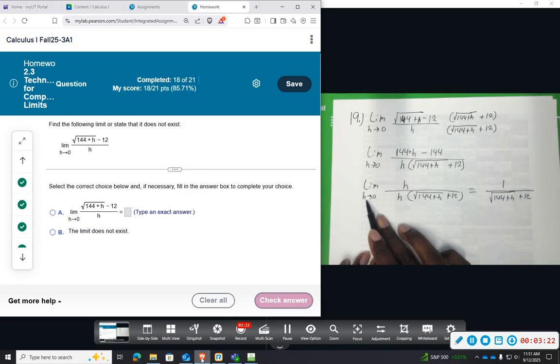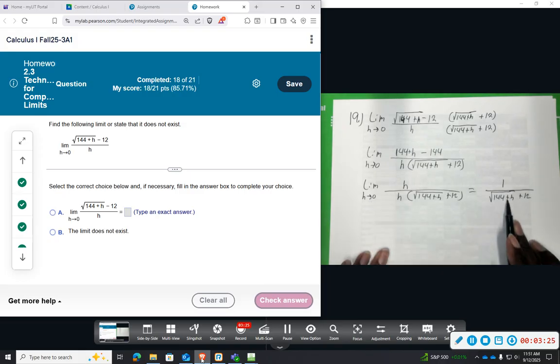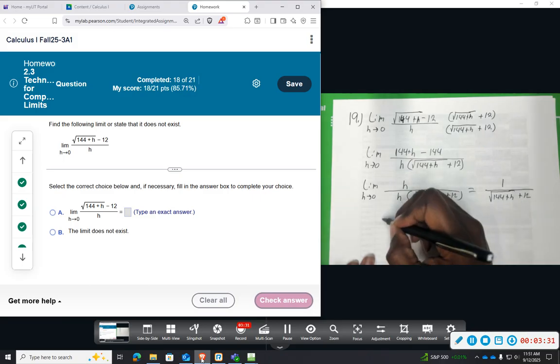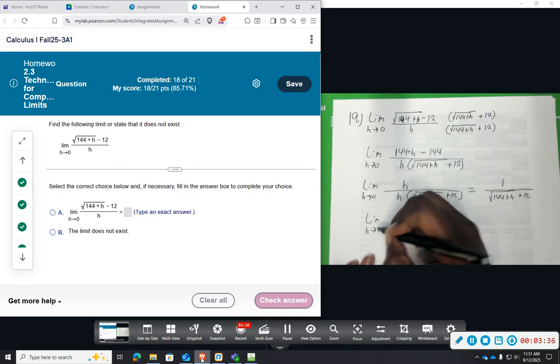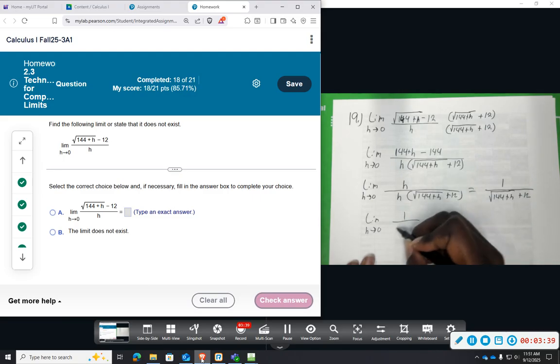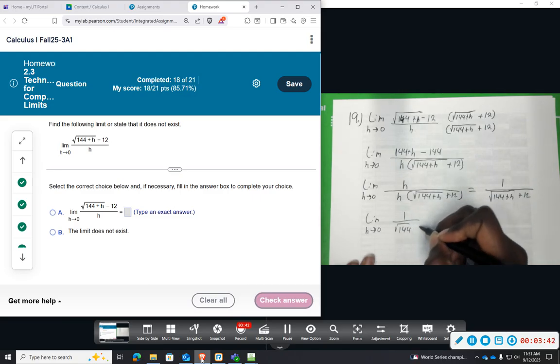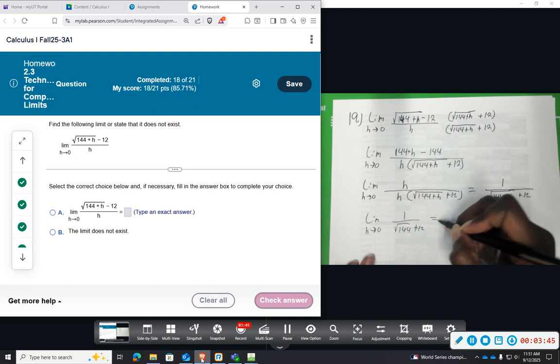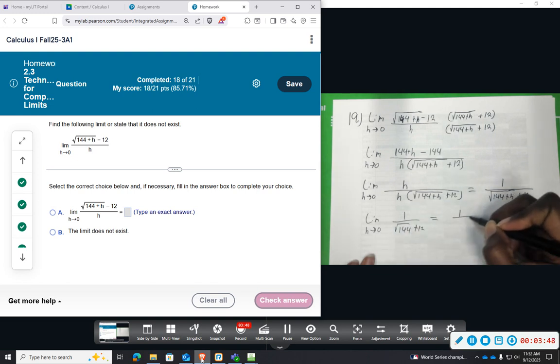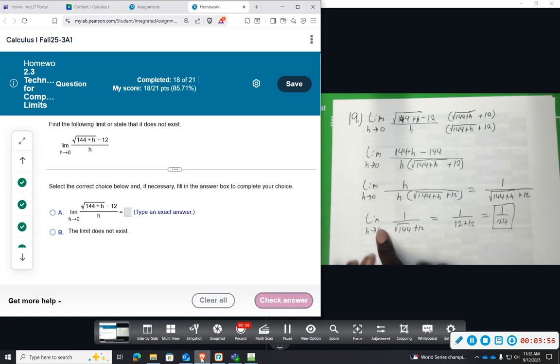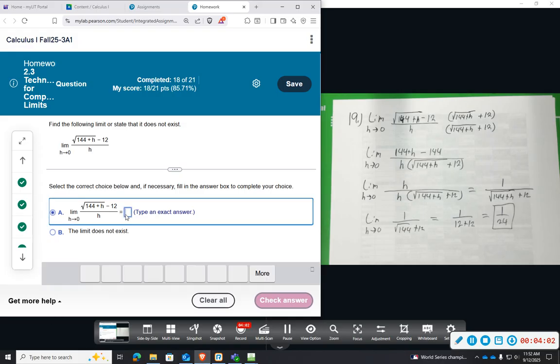And then at this point, when we use direct substitution, we plug in a 0. We get 144 plus 0. So the square root of 144 is 12. So we'll have, well, I'm actually evaluating the limit, but we'll write it down one more time. We have 1 over square root of 144 plus 12, which is plugging in the 0 for h. That's going to give us 1 over 12 plus 12, and that gives us 1 over 24. So the limit of this function as h goes to 0 is 1 over 24.